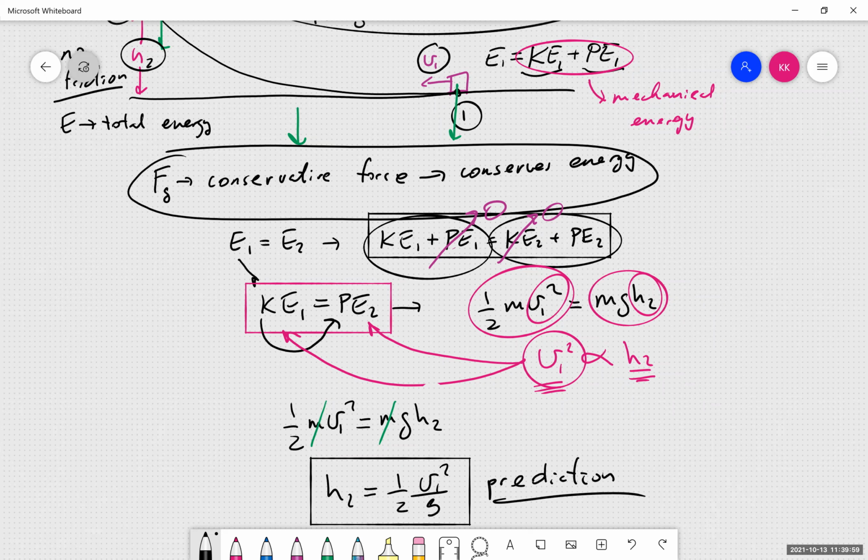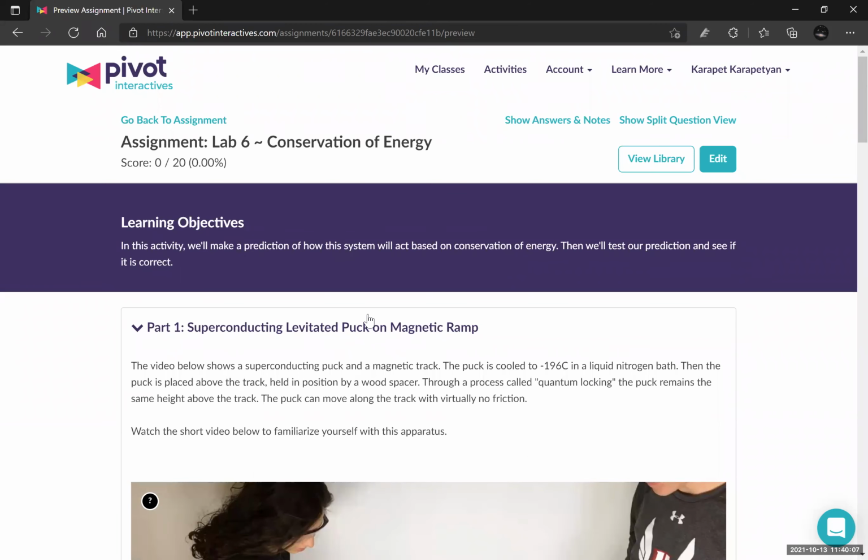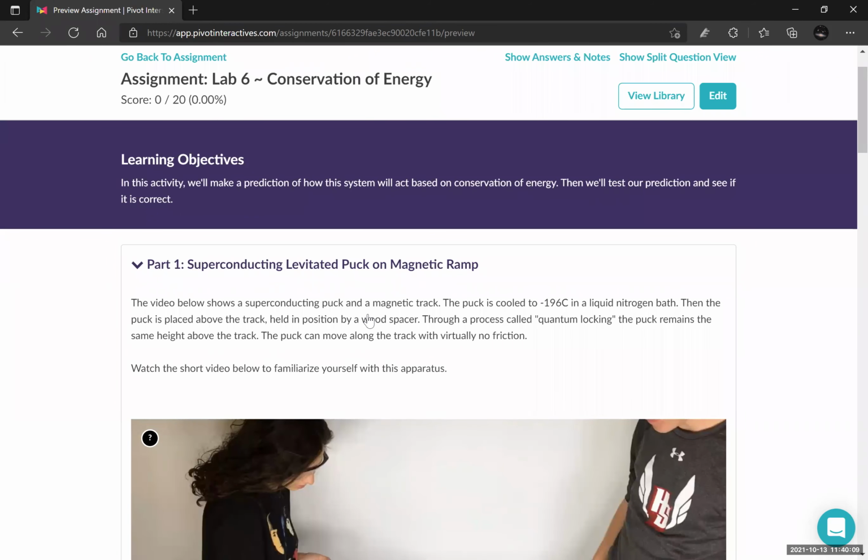All right, so let's go to the lab, the Pivot Interactive Lab, and see what's happening there. Okay, so here's our experiment, conservation of energy. For this one, you can see, right, in this activity, we will make a prediction of how this system will act based on conservation of energy. Then we'll test our prediction and see if it is correct.